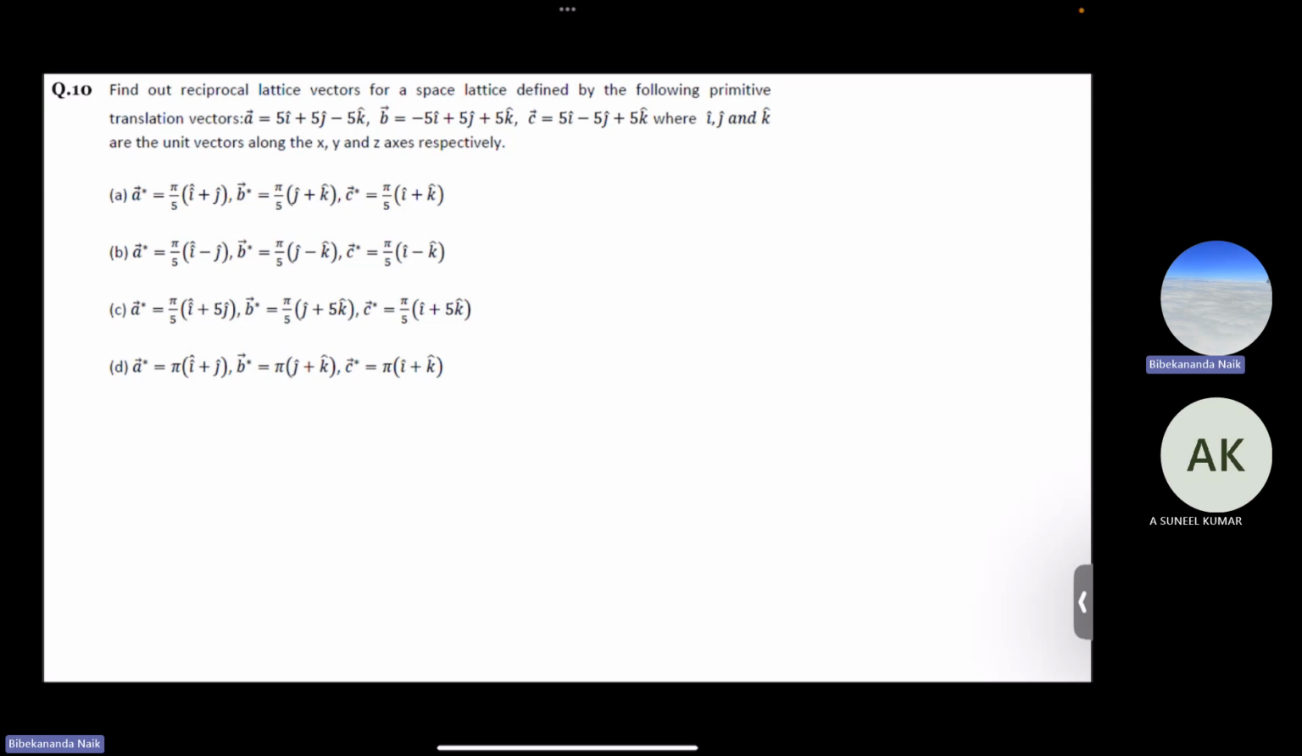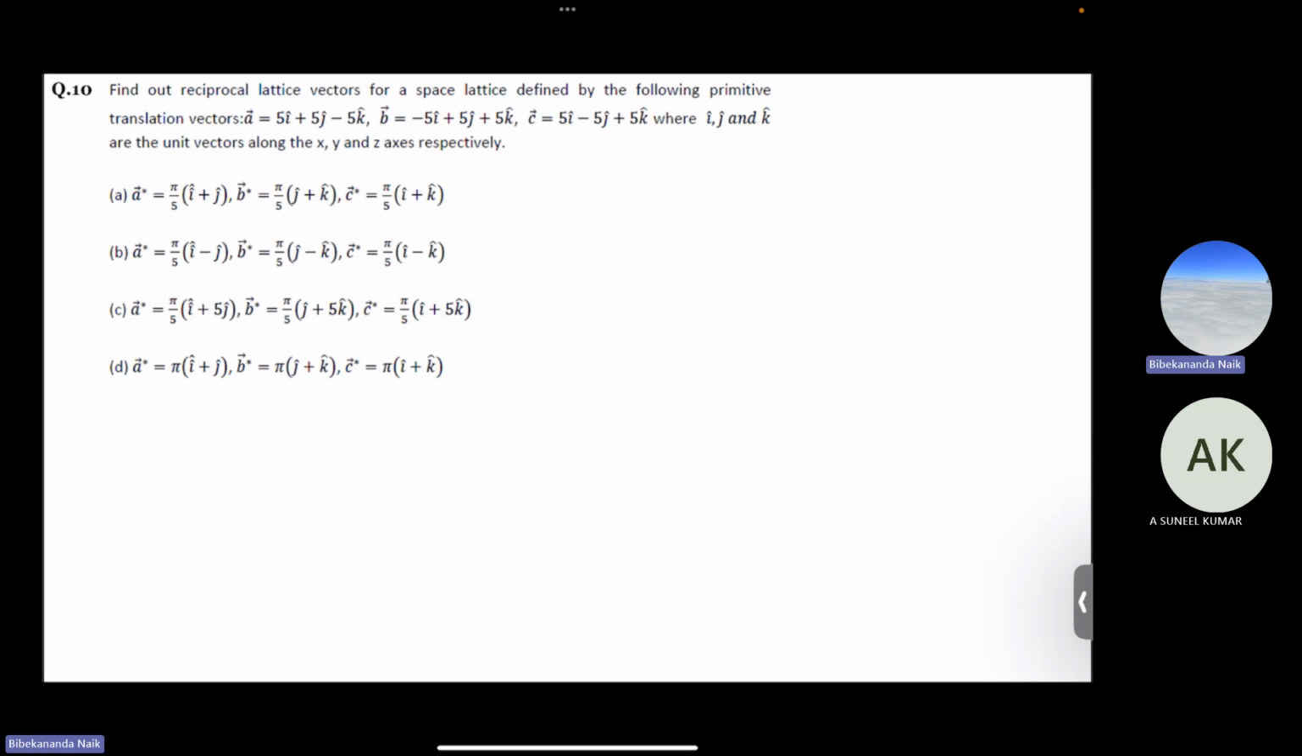The next question says, find out reciprocal lattice vectors for a space lattice defined by the following primitive translational vectors. A vector is 5 i cap plus 5 j cap minus 5 k cap. B vector is minus 5 i cap plus 5 j cap plus 5 k cap. C vector is 5 i cap minus 5 j cap plus 5 k cap, where i cap, j cap, and k cap are unit vectors along the X, Y, and Z axis respectively. So these are the four options. We need to find out what will be the correct option.